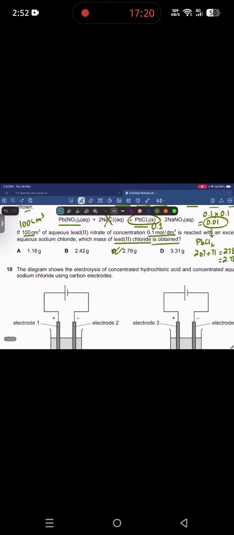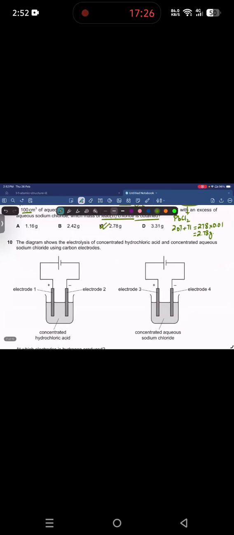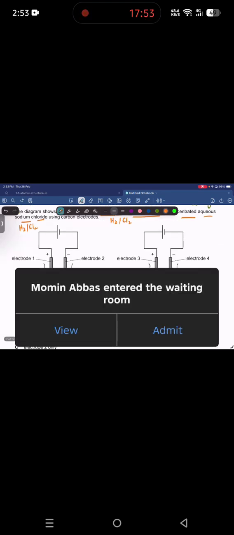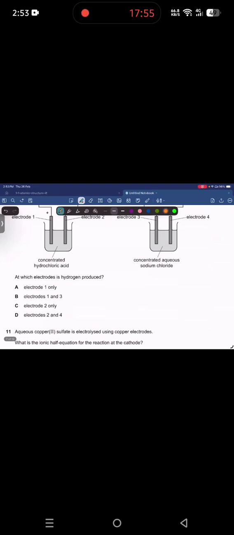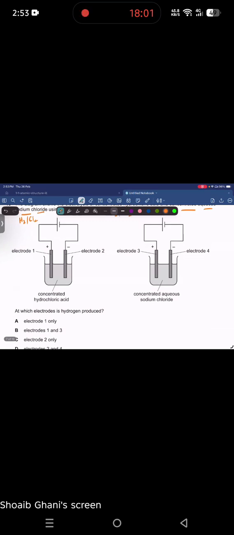Now the next question. The diagram shows the electrolysis of a concentrated hydrochloric acid and a concentrated aqueous sodium chloride. So, in the concentrated hydrochloric acid, the products are hydrogen and chlorine, and for the concentrated aqueous sodium chloride, the products are also hydrogen and chlorine. Now, at which electrode is hydrogen produced? So we have to check at which electrode the hydrogen is produced.